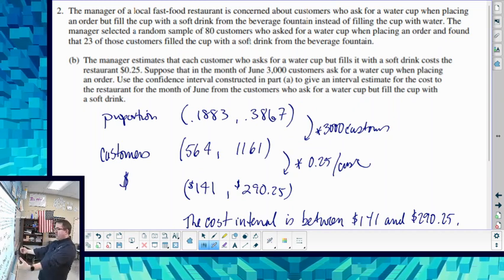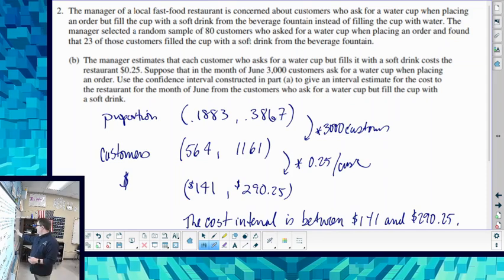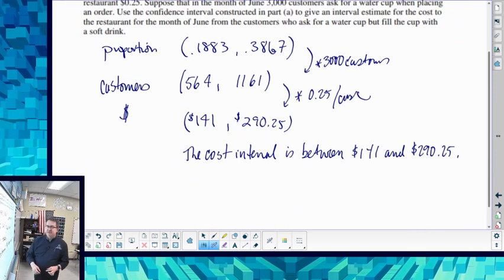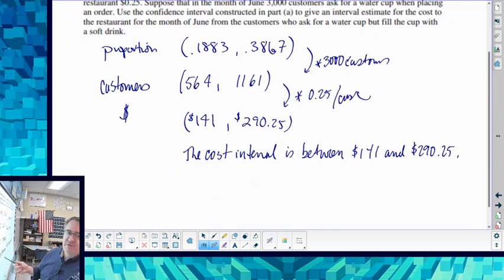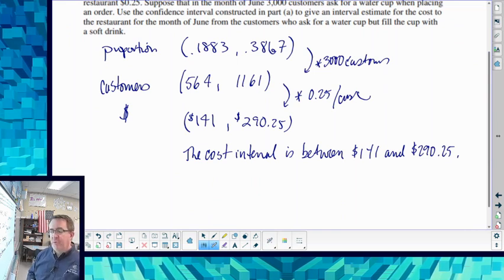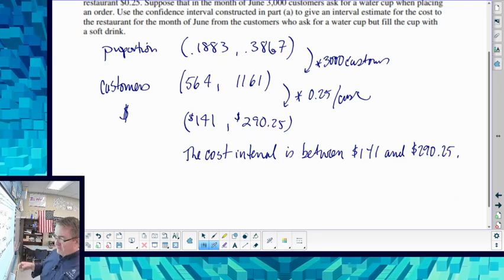And then from both of those, we take each of those numbers of people times 25 cents. This business owner ends up losing somewhere between $141 and $290.25 because people are using water cups and then using them for soft drinks. And obviously that's significant if you're a small business owner.